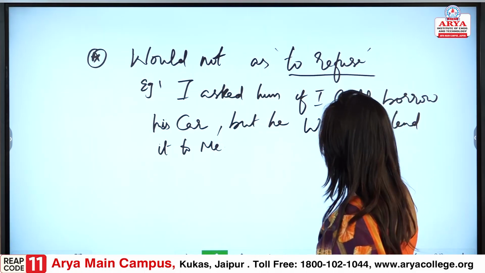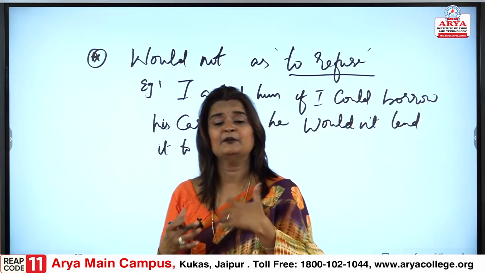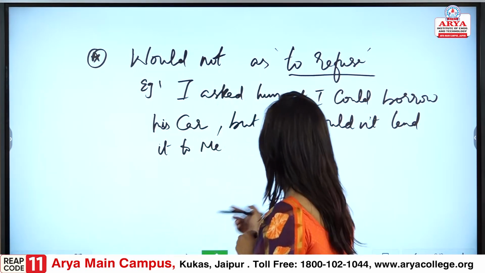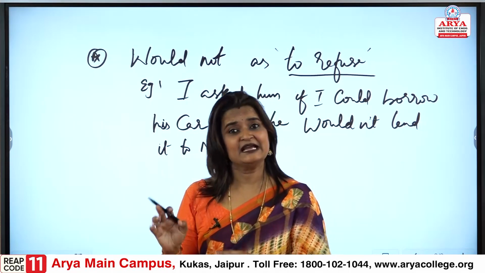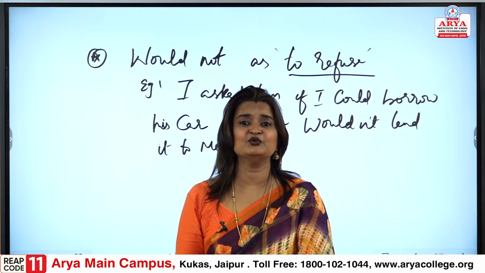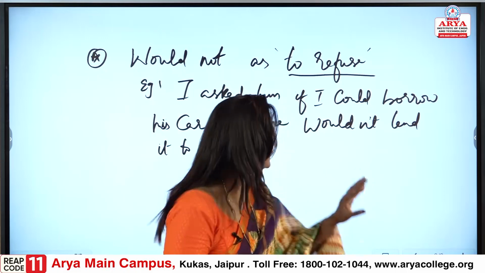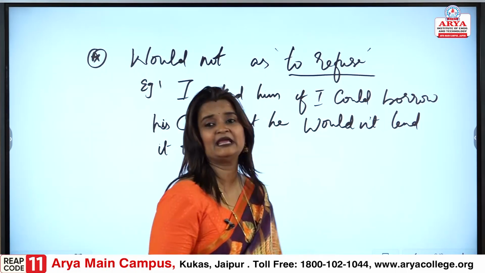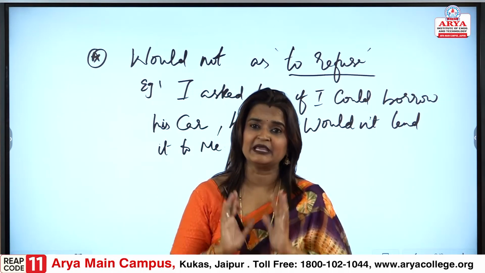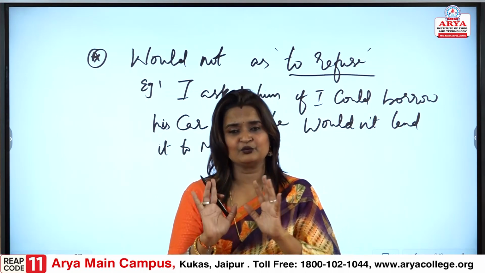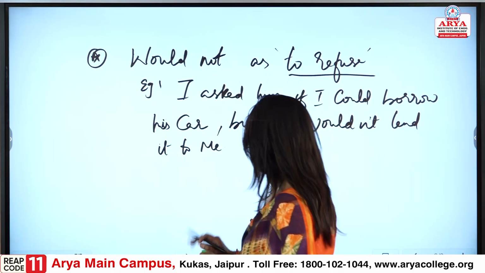So, I asked him if I could borrow his car, but he wouldn't, he refused. It is clearly refusing. I asked to borrow, but the other person refused. He wouldn't lend it to me. He bluntly refused. It is a clear refusal. So, would not is used to refuse, fine.